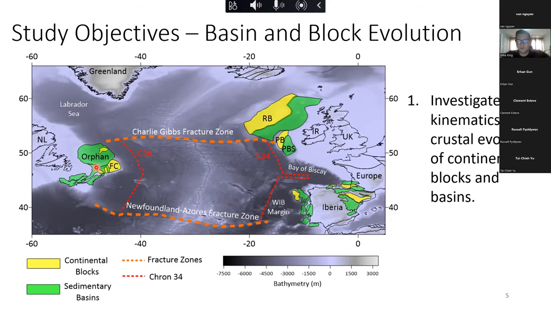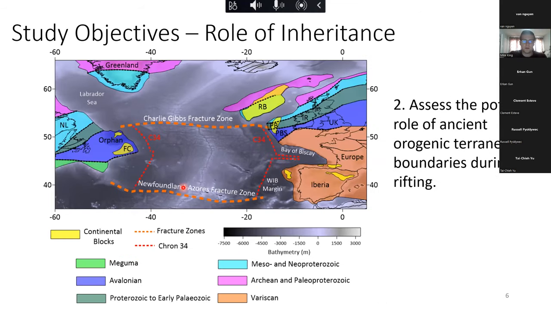In addition, another objective of the study is to investigate the role of inheritance. One of the interesting things about the Atlantic Ocean is that rifting initiated within a Paleozoic belt. If you have a look at the map on the left-hand side here, this is a map of all the ancient orogenic terranes throughout the Atlantic, and you can see that they vary quite a bit along strike of the margin.